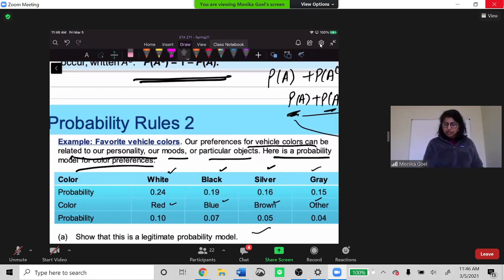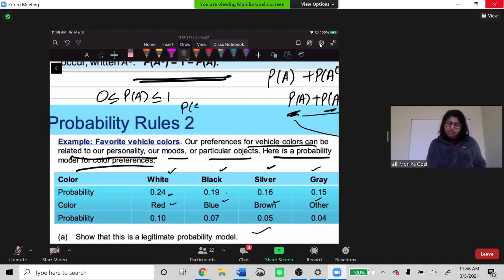What's the first thing you need to check? Our first probability rule: the probability of each event is between 0 and 1. Is this between 0 and 1? Yes, yes, yes. So all of them are between 0 and 1. First rule satisfied.